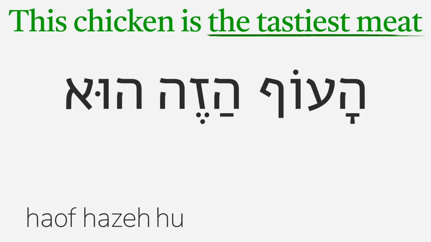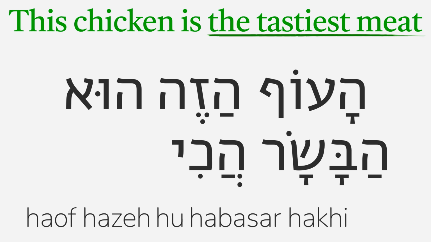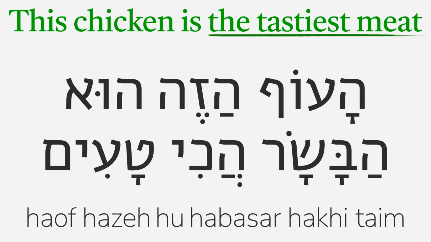To say the tastiest meat using the word hakhi, we put the noun first, basar, with a ha, which means the, then the word hakhi, and then the adjective ta'im, tasty, with no ha. Habasar hakhi ta'im, the tastiest meat. Ha'of hazeh hu habasar hakhi ta'im. This chicken is the tastiest meat.